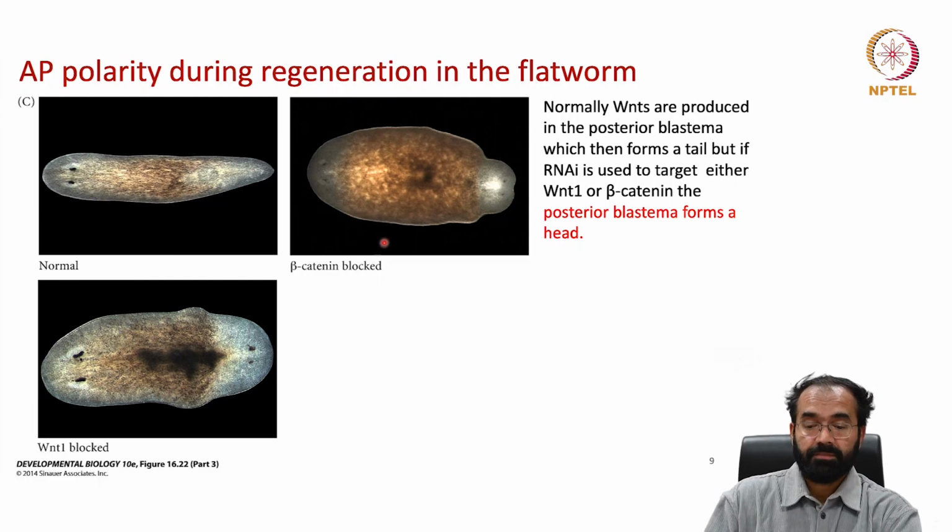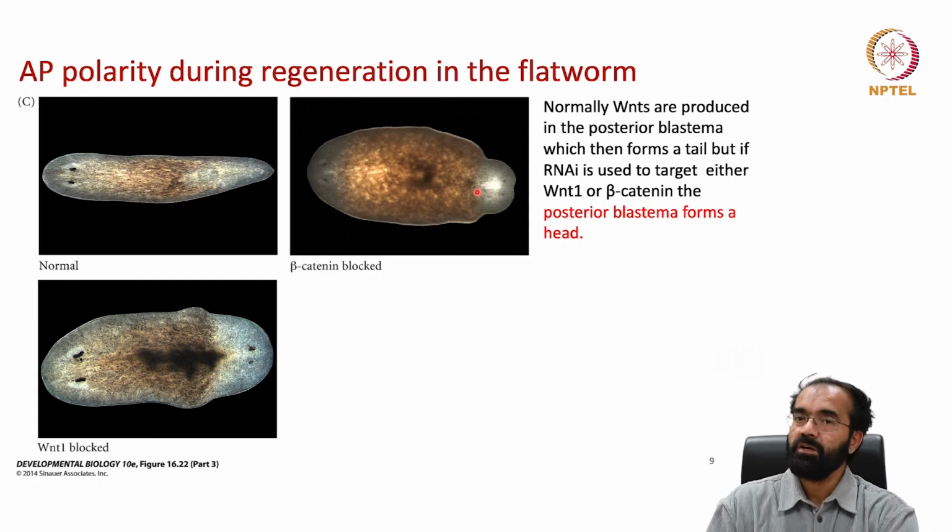In this case, Wnt is blocked, and in this case, beta-catenin is blocked. Both are giving the same phenotype. Because Wnt is blocked, there is no beta-catenin stabilization. In the second case, beta-catenin never gets a chance to go to the nucleus, even if there is Wnt. So that is the only difference. There also, you end up getting a head that is being formed. But it is slightly different. If you note carefully, this looks like a proper head. This does not look like a proper head.